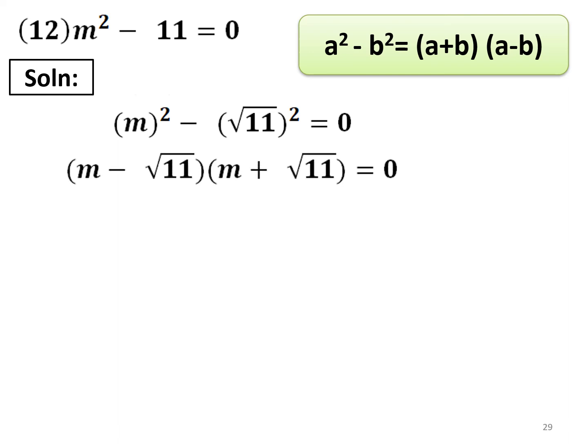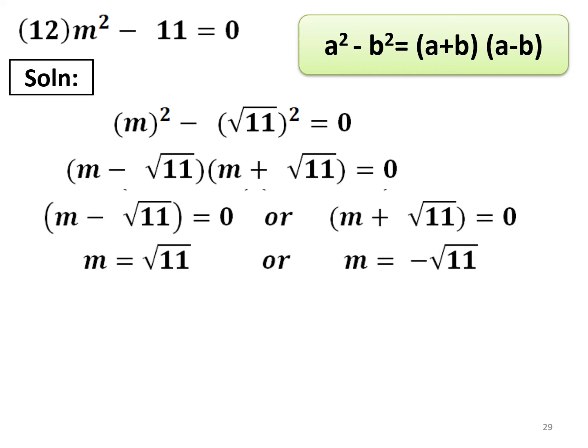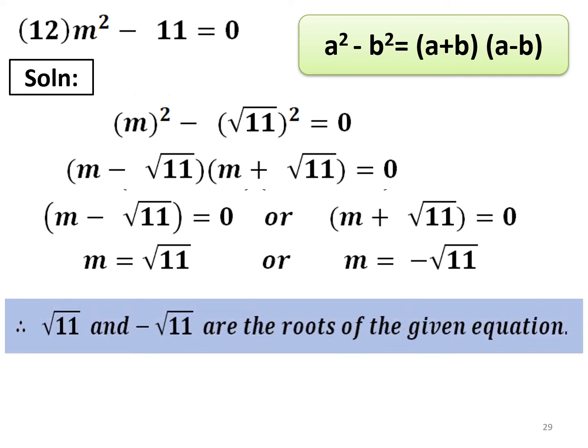So I substitute: m minus root 11, m plus root 11 is equal to 0. m minus root 11 is equal to 0, or m plus root 11 is equal to 0. Therefore, the value of m is either positive root 11 or it is negative root 11. Therefore, root 11 and minus root 11 are the roots of the given equation.